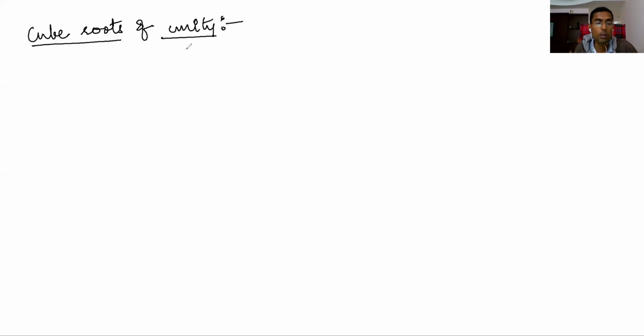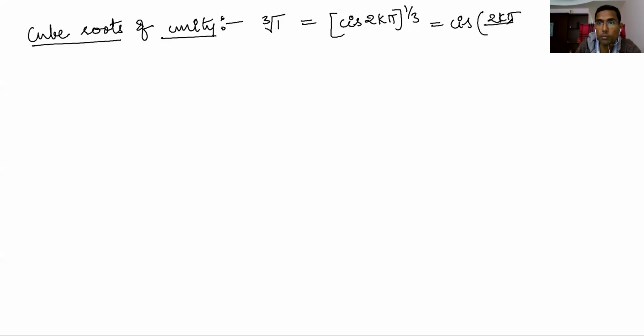So today, what we are going to discuss is the important one, cube roots of unity and their properties. So you know what is that, cube roots of unity? Cube root of 1, what can you write here? 1 you can write as always cis of 2k pi, whole to the power of 1 by 3. That can be written as cis of 2k pi by 3.